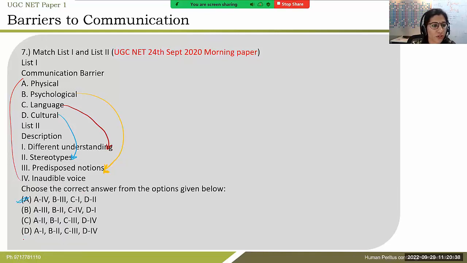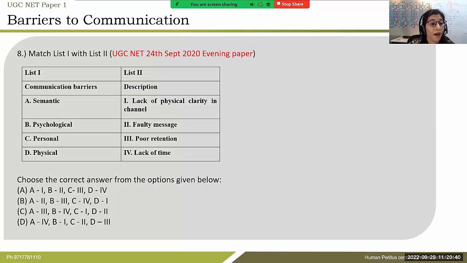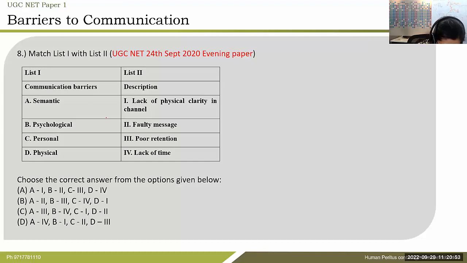All right, next question. Match list 1 with list 2. All right, again the similar kind of question. Communication barriers have been given and the descriptions have been asked. All right, semantic barrier. Semantic barrier is clearly related to the faulty message.